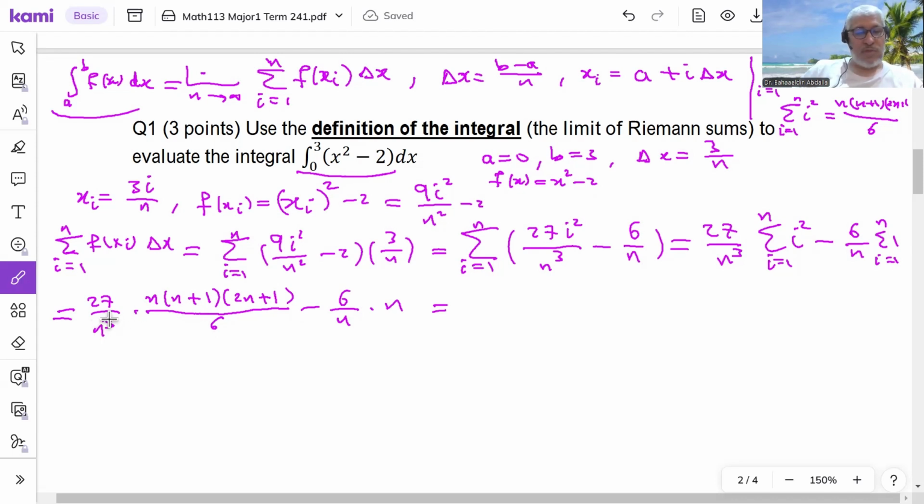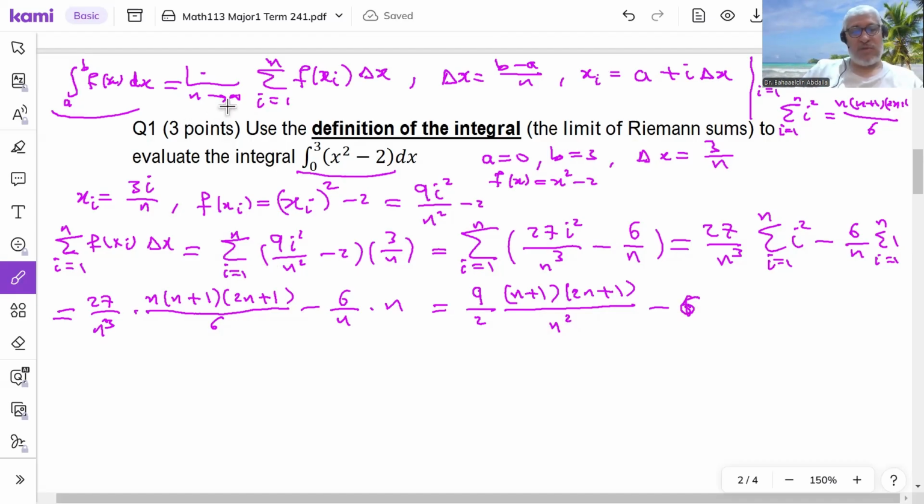So let me do some cancellation. I have n and n cube here, so they cancel. I'll have n squared down in the denominator. 27 over 6, I can divide by 3, so I'll have 9 over 2. This is 27 over 6. And n with n, so I'll have n plus 1 times 2n plus 1 over n squared, and minus 6. So this is the summation.